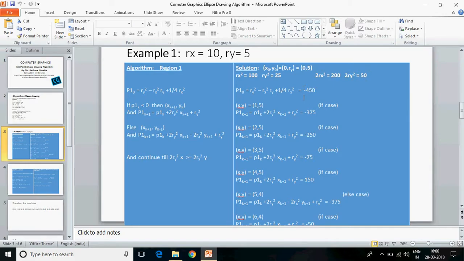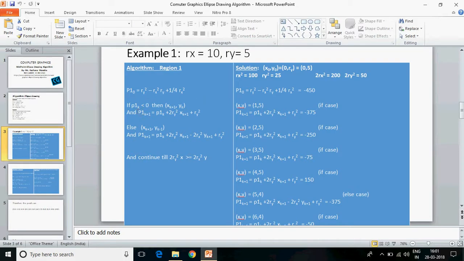Now once we have calculated the decision parameter, we will check whether the decision parameter is less than 0. If it is less than 0, then x will be plus 1, yk will be constant, and the next decision parameter is calculated with this equation. Otherwise, x will be incremented and yk minus 1, y will be decremented. So this is giving us minus 450, which is less than 0. Therefore, x increment, y constant. So 1, 5. x is incremented, y is constant. This is the if case.